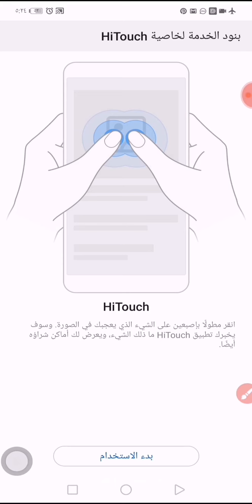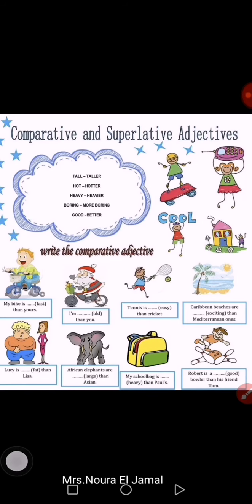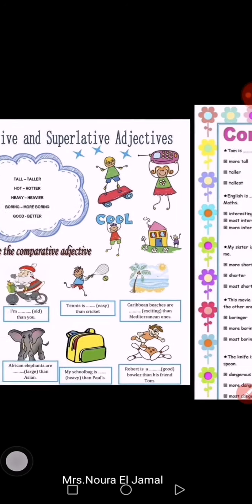My bike is faster than yours. We have the adjective fast, so it will be faster than. Do the others. Okay?